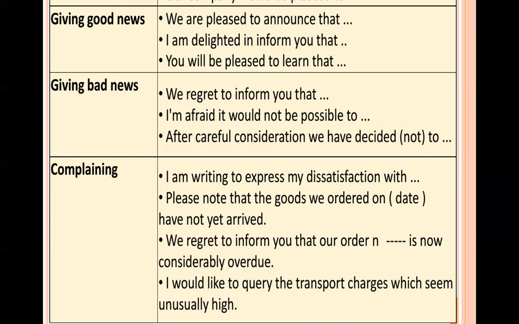Giving bad news, like when you make a complaint, you want to inform about some defect found in the product, we regret to inform you that, I am afraid it would not be possible to, or after careful consideration, we have decided. More lines on complaining issue. I'm writing to express my dissatisfaction with the product. Please note that the goods we ordered on so and so date have not yet arrived. We regret to inform you that our order number so and so is now considerably overdue. I would like to query the transport charges, which seem unusually high. So in case some dissatisfaction is there, you can use some of these lines in explaining things in the letter.